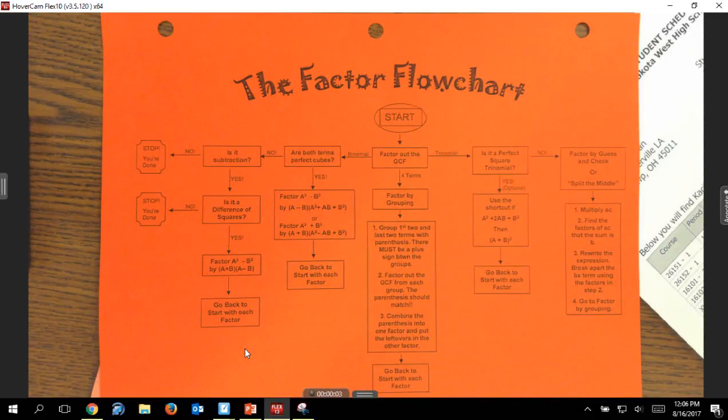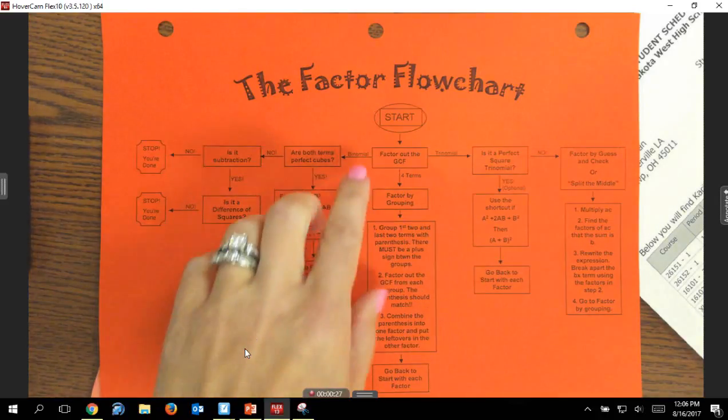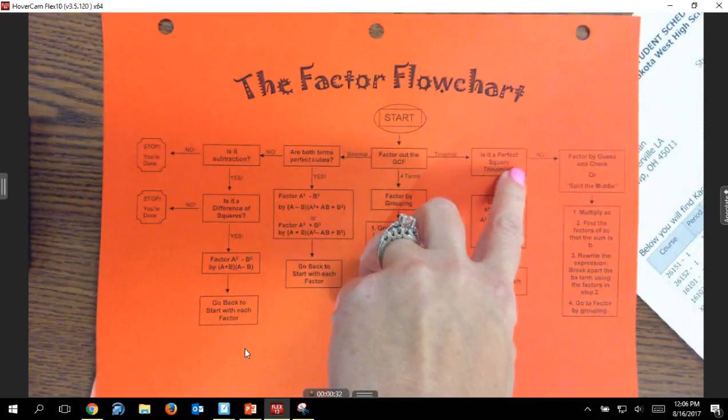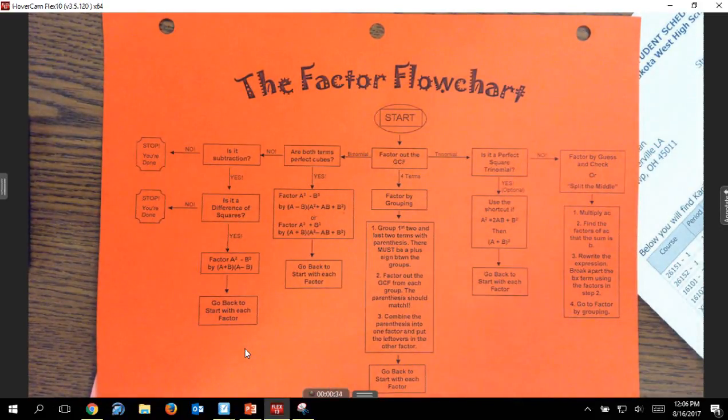Okay, so this orange paper that I handed you is called Factor Flowchart, and you always start at start. And if you've forgotten how to do factoring, this will help you. This just tells you where to go. So after start, it says factor out the GCF. So whatever question you do, you always look to see if you can factor out the GCF first. And then once you factor out the GCF, if it's a binomial, then you would go over here. If it's 4 terms, you'd go down. If it's a trinomial, you'd go over here. So it tells you what to do and guides you.